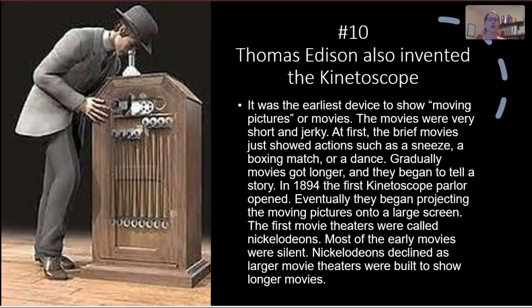The movies were very short and jerky, or we would say glitchy in today's day. At first, the brief movies just showed actions, such as a sneeze, a boxing match, or a dance. Gradually, movies got longer, and they began to tell a story. In 1890, the first kinetoscope parlor opened. Eventually, they began projecting the moving pictures on a large screen.